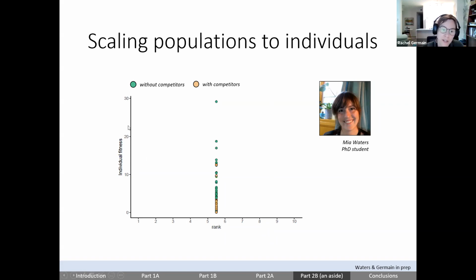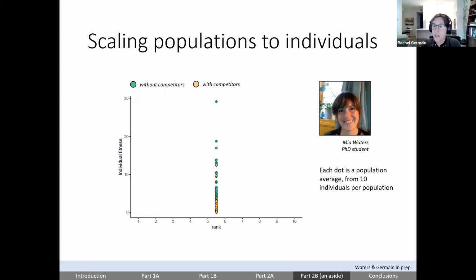But we have individual fitness on the y-axis, and these are all just different populations. They happen to be in a competition, no competition environment, but that's besides the point here. Each dot is a separate population average, and that average is composed of 10 individuals in the population. One thing that I never really thought about is how there might be this disconnect between what's happening at the individual level and what's happening at the population level.